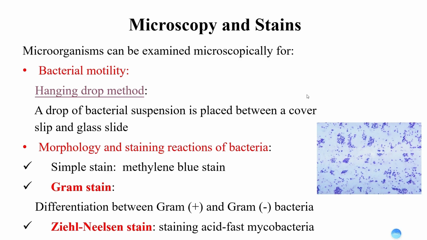Or you can also run a complex stain, like the Gram stain. This is the second lab you will do, the Gram stain. This is the method we use to differentiate Gram-positive bacteria and Gram-negative bacteria. We introduced that before. And you will also do another staining, acid-fast staining, which is a special method to stain Mycobacterium tuberculosis. The material we use is the BCG vaccine.